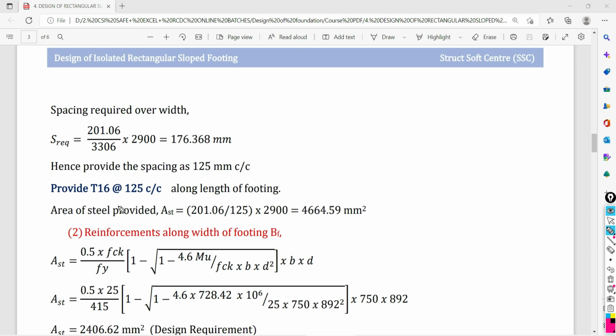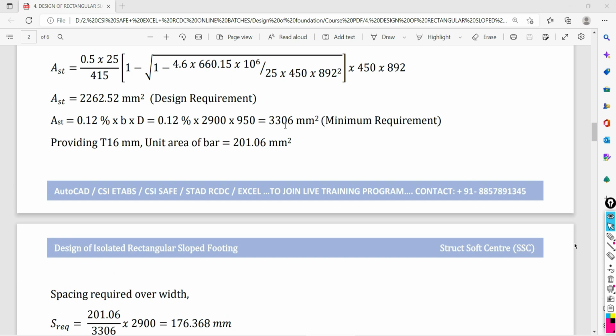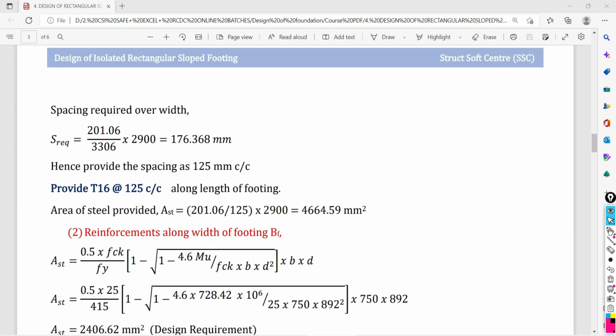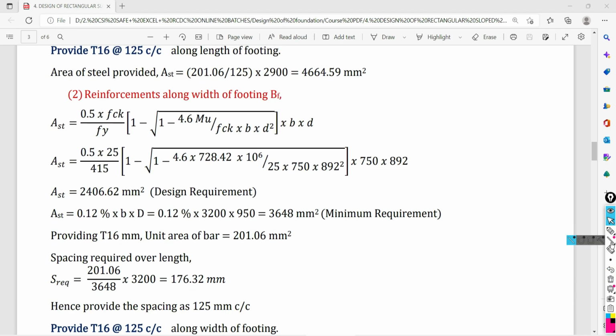Now, finally, how much area of reinforcement is provided along the length? Area of steel provided is equal to unit area divided by final spacing 125 multiplied by considered total width. We are getting 4664.59 mm square area of reinforcement finally provided along the length, and this was 3306 mm square, the requirement. So we have provided the reinforcement more than the required value. So we are on the safe side. The same calculation you have to do for your width direction along the width of the foundation.